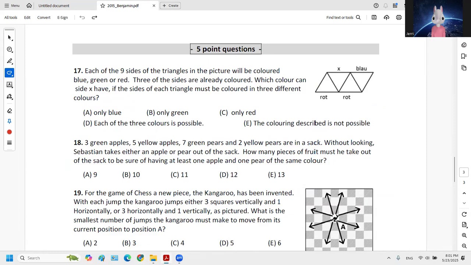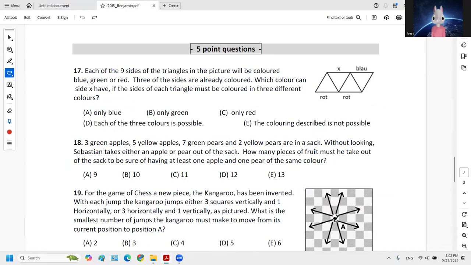Question number 17. Each of the 9 sides of the triangles in the picture will be colored blue, green, or red. 3 of the sides are already colored. Which color can X have if the sides of each triangle must be colored in 3 different colors?